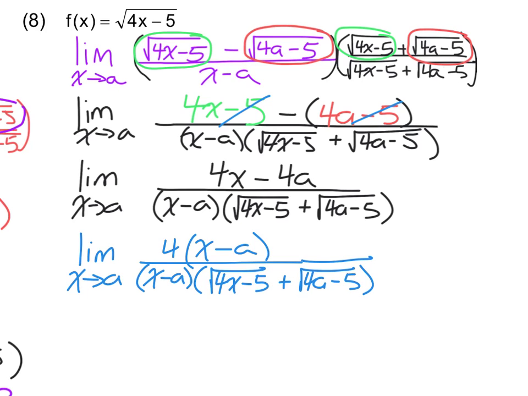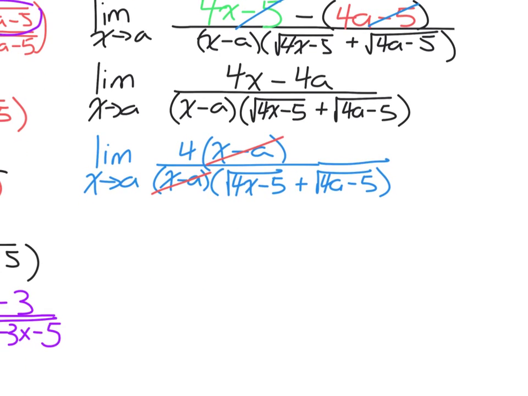All right, so the x minus a's cancel. That's the whole point. If you go through this entire process and you don't get some kind of x and a cancellation, then you done did it wrong. So we have this.